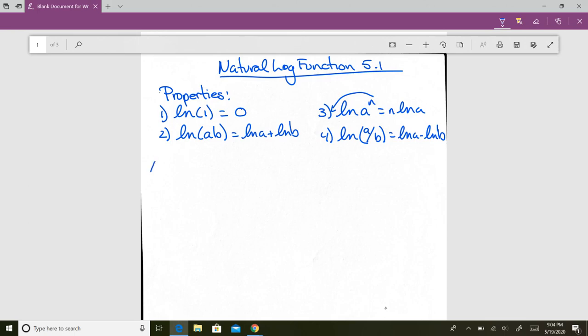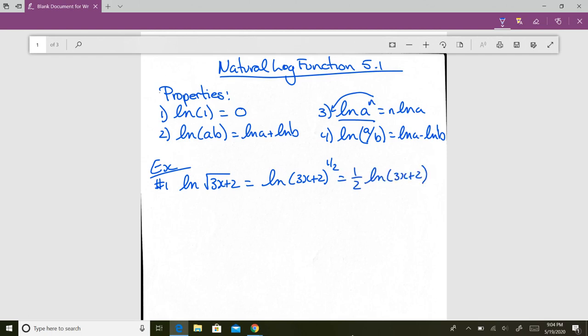So the first example, if I say we have the natural log of the square root of 3x plus 2, how can I write that? Well, as you guys know, the square root means to the power of a half. The log rule here, so I can drop that in front. And as you'll see in this lesson, this is a very easy derivative to do as compared to something like that. So logs actually help you simplify derivatives.